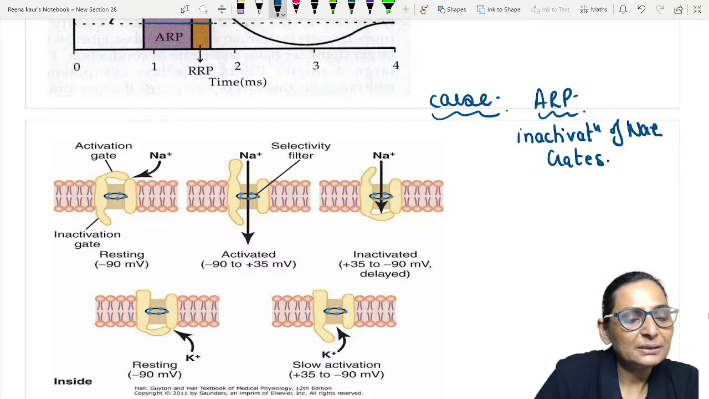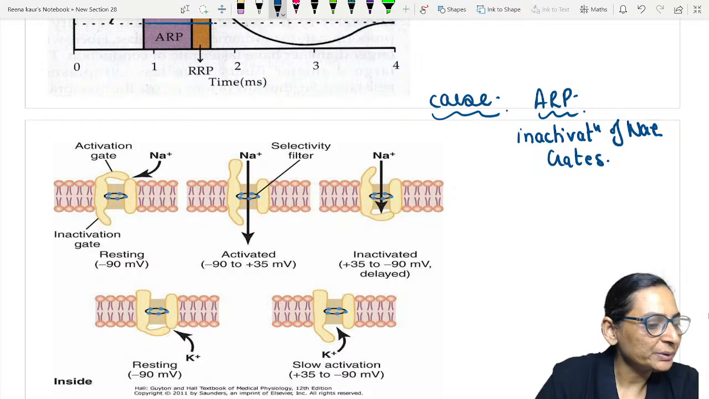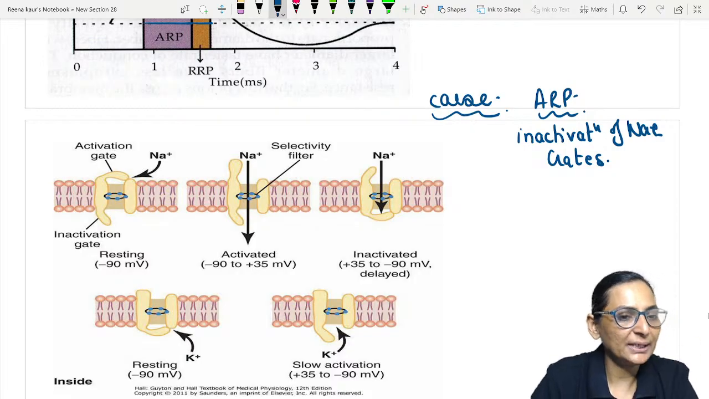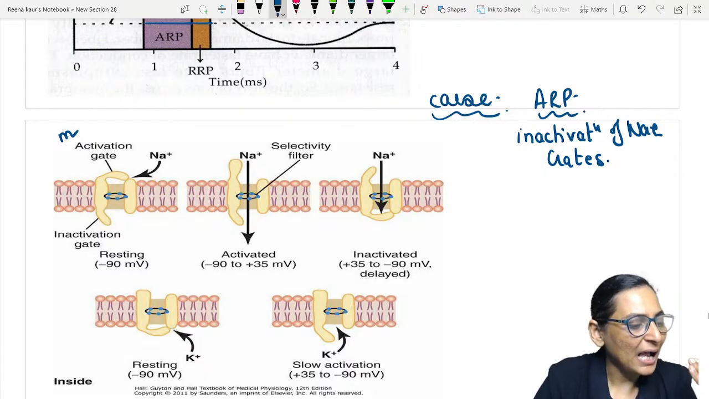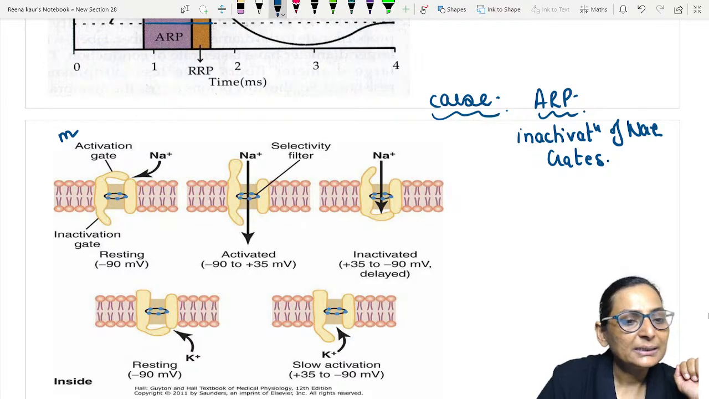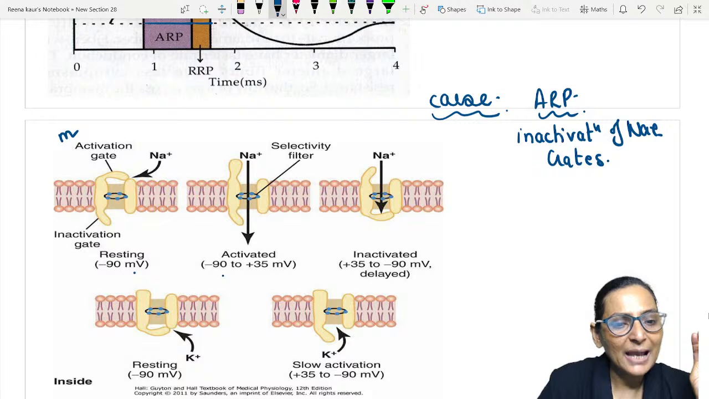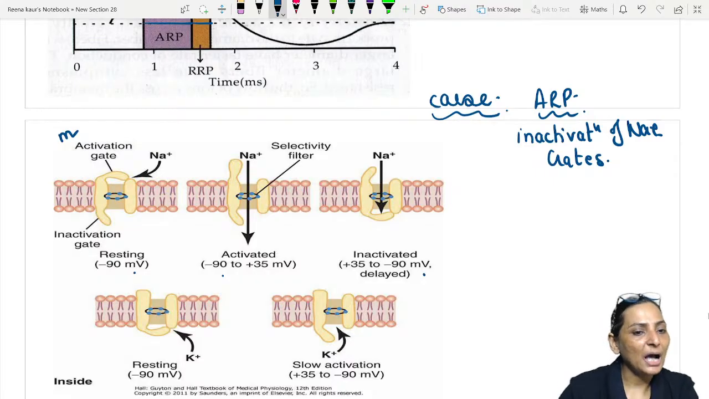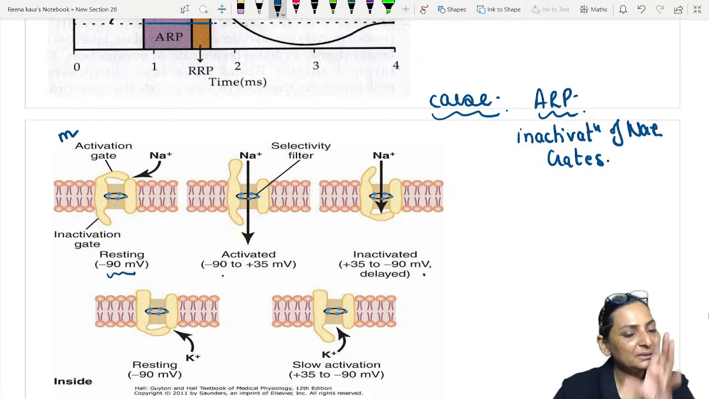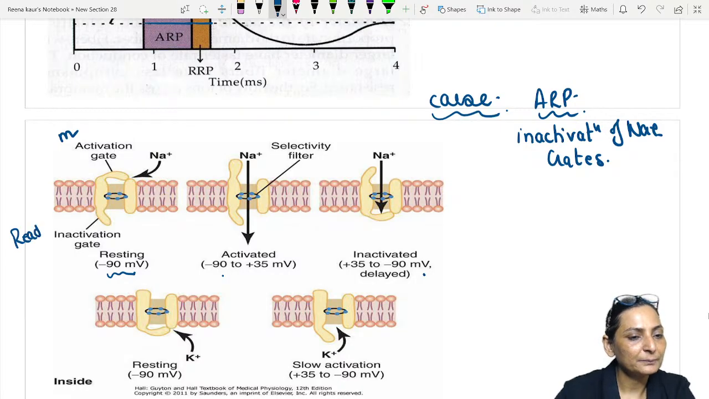ठीक है, you see that the sodium channels have two important gates. One gate which is facing the exterior, matlab ECF, the activation gate, also called the M gate, and on the inside towards the ICF there is the inactivation gate. These exist in three phases: resting, activated, inactivated. ठीक है, so in the resting state, that means when the RMP is minus 90 millivolts, these are actually ready to open. How? Because the activation gate is closed but the inactivation gate is open.